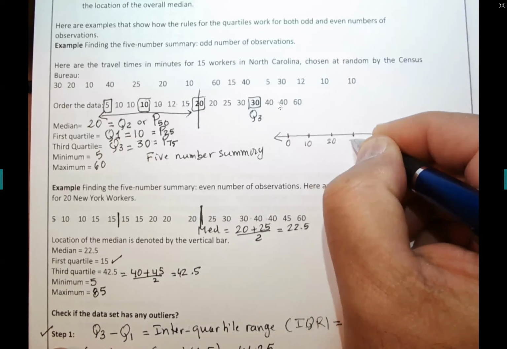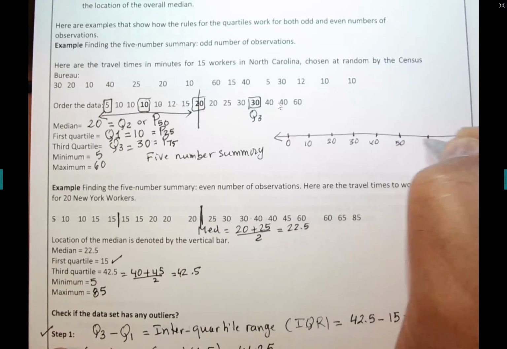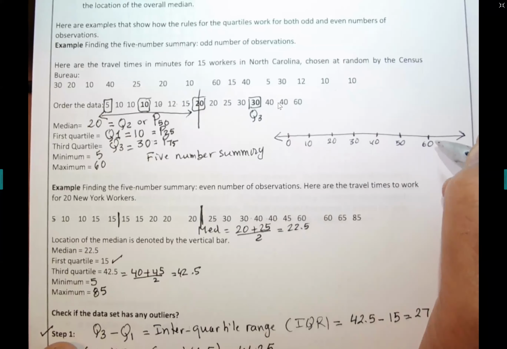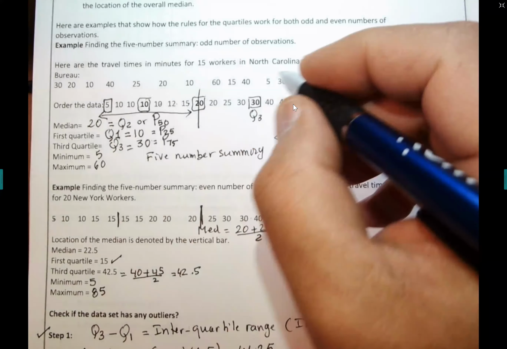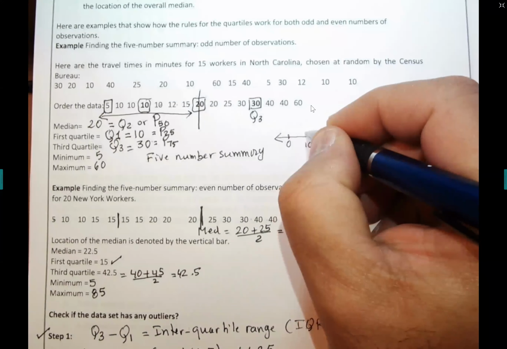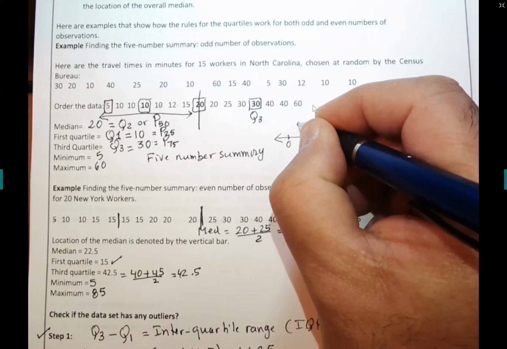When you use technology, don't worry about that. It will be done for you. But I'm doing it by hand now. All right. Okay. We need the 5-number summary in order to show you how to do a box plot. So I need the lowest value, which is 5. Do you guys agree with me? 5 is halfway between 0 and 10. So you just put a dot right above it, right here in the center.